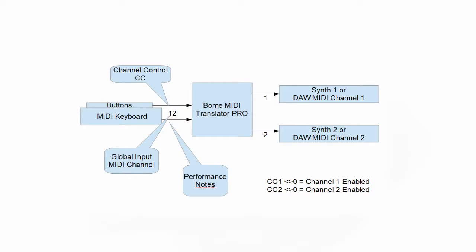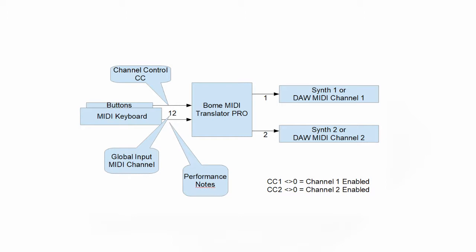Shown here is what I'm going to do today. I will take both performance and control information from a global channel and redirect it to one or both of my assigned channels using a controller value. Bome MIDI Translator Pro will use global variables set by the controllers to determine whether the output of a given channel will be enabled or disabled.